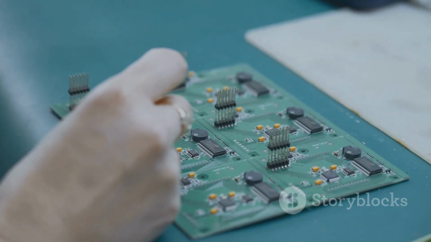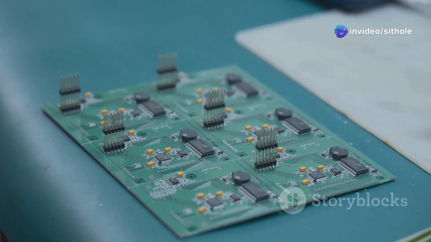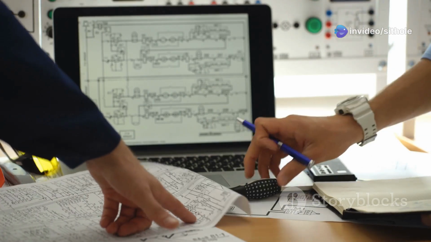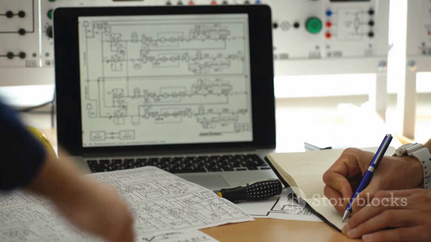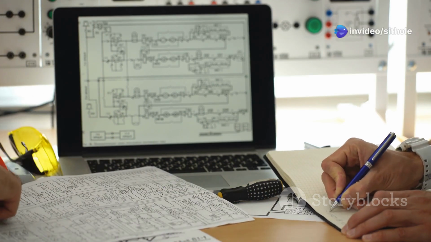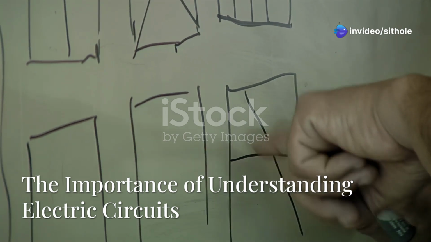Ohm's law is crucial in circuit design and analysis. It helps engineers understand how different components will interact within a circuit. It allows engineers to calculate the appropriate components and parameters to ensure the circuit operates safely and efficiently. Without Ohm's law, designing reliable and functional electronic devices would be much more challenging.